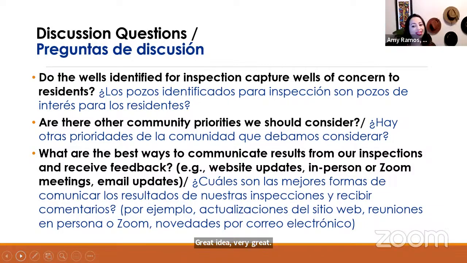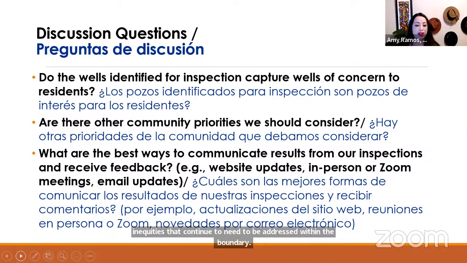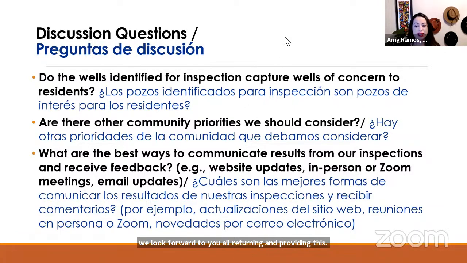Thank you so much, Courtney and team, for joining us tonight and getting this rich conversation started. As you can see, there's a lot of feedback and a lot of inequities that continue to need to be addressed within the boundary. So we look forward to you all returning and providing us some updates on implementation of some of the action items discussed tonight. And in addition, looking forward to your participation at the subcommittee meetings.